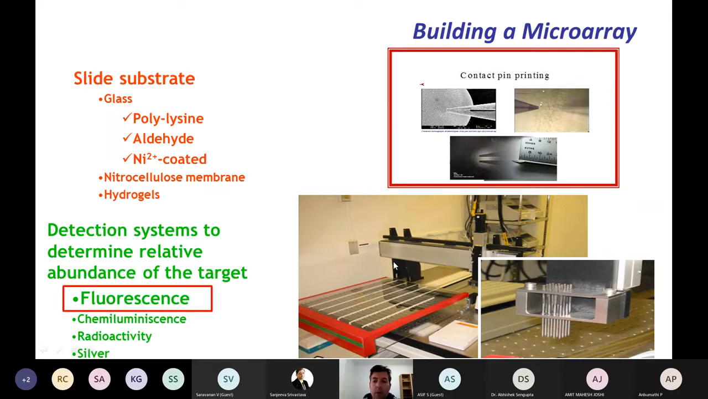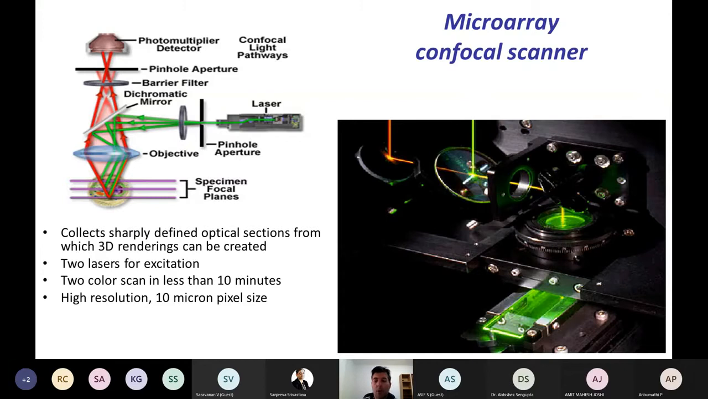Okay. Another point to consider when we are using microarrays is the detection system to determine the relative abundance of the target. There are multiple detection systems: chemiluminescence, radioactivity, silver, but the most widely used is fluorescence because we can use two or more lasers for excitation of the fluorophores on the surface of the protein microarray. The laser and the confocal scanner collect sharply defined optical sections, and then three-dimensional images can be created. Usually a two-color scan takes less than 10 minutes for the whole surface of the microarray at a high resolution of about 10 microns, but we can also get images at 5 micron pixel size.